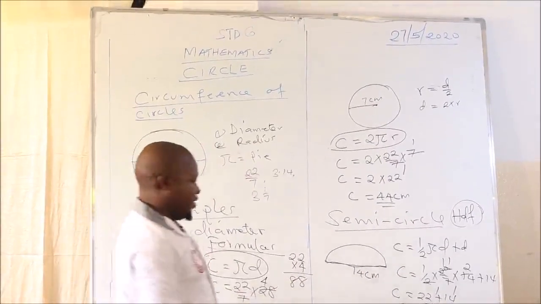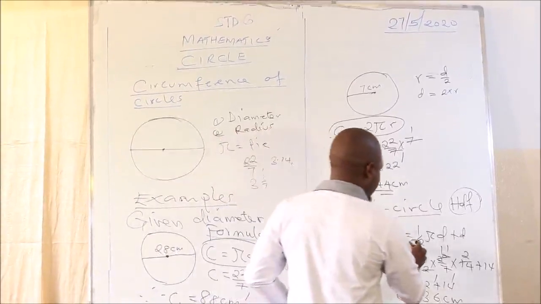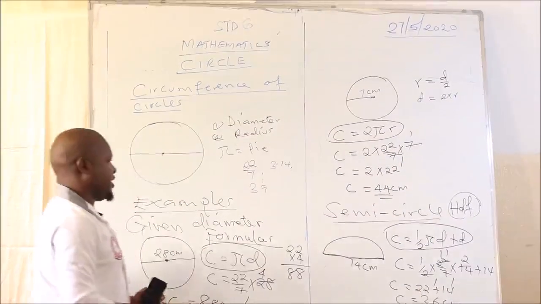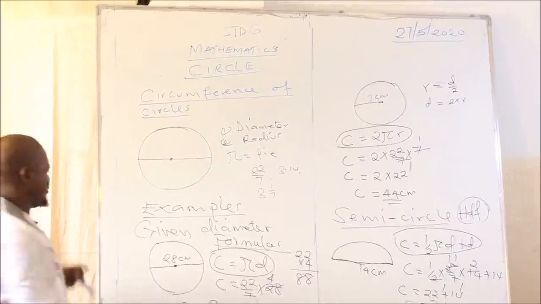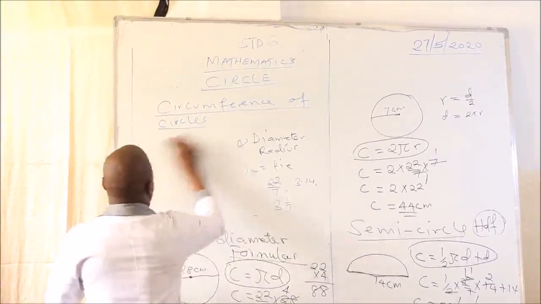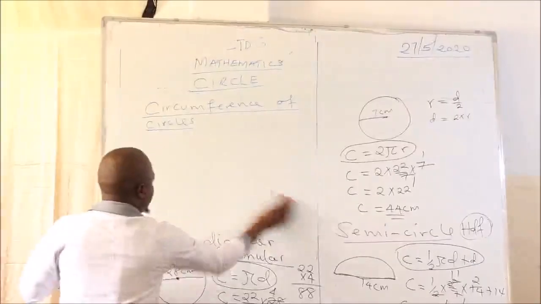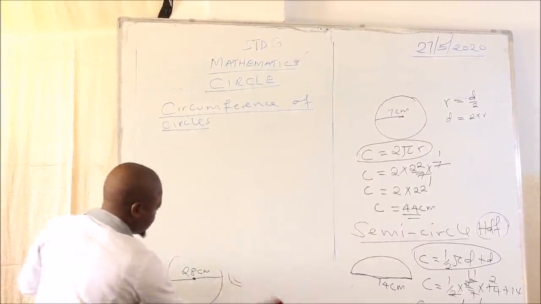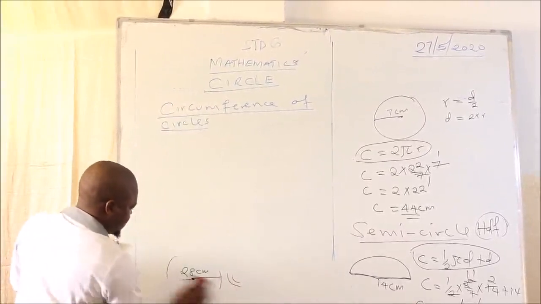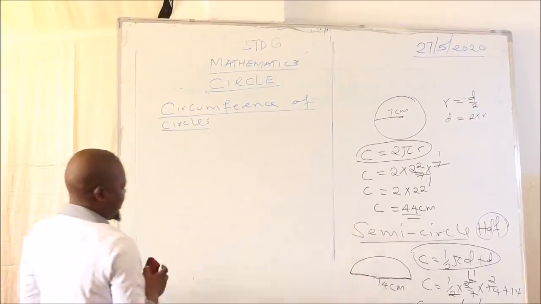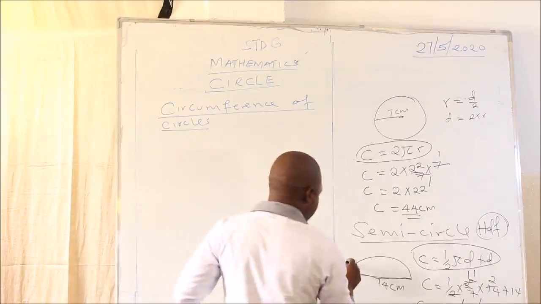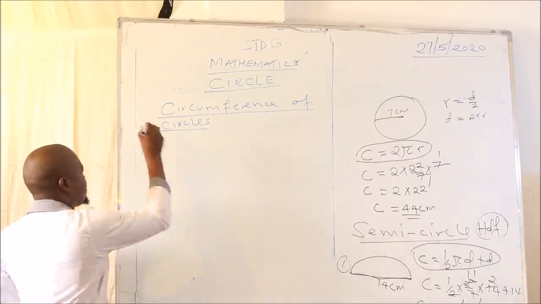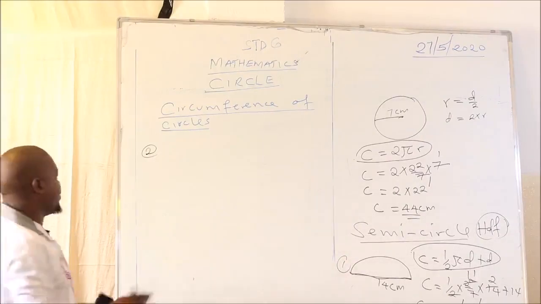So I also insist on this formula: a half pi d plus d. This is number 1. Number 2.